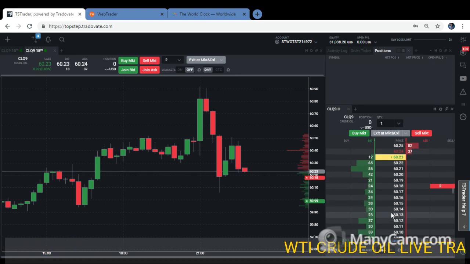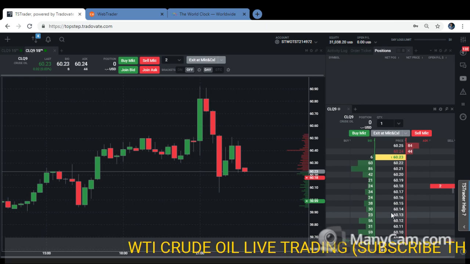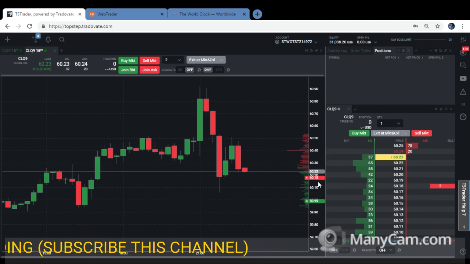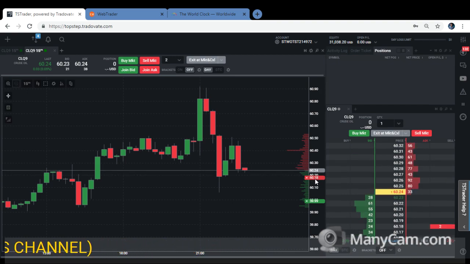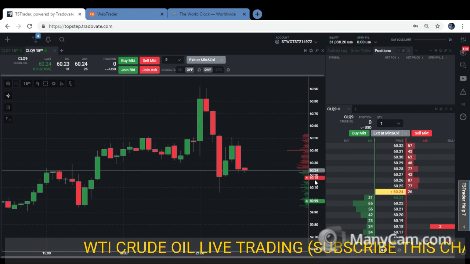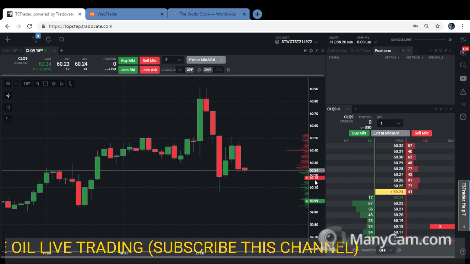Okay, this might take a while. It's going to take some time before it triggers. So we are 5 ticks away from my stop limit order. 60.23. By the way, I'm queuing a 2 lot contract size at 60.18.